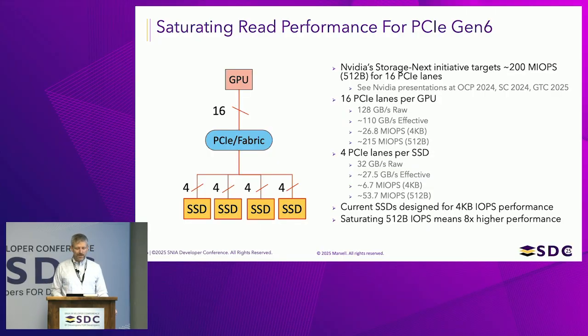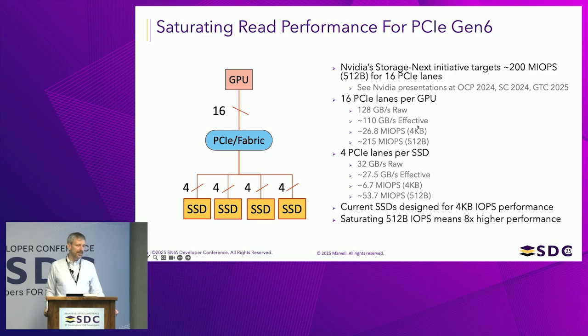So in the past, we looked at 4K byte performance. What did it mean for 4K byte performance? You need about 27 million IOPS for storage for 16 lanes. However, an SSD has just 4 PCIe lanes, so you divide it again by 4, and you end up with 6.7 million IOPS. So in the past, for data centers for Gen 6, in order to saturate performance, the SSD needed to achieve about 6.7 million IOPS for 4K byte accesses.